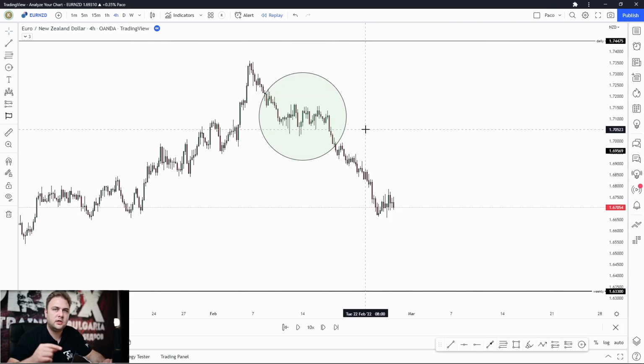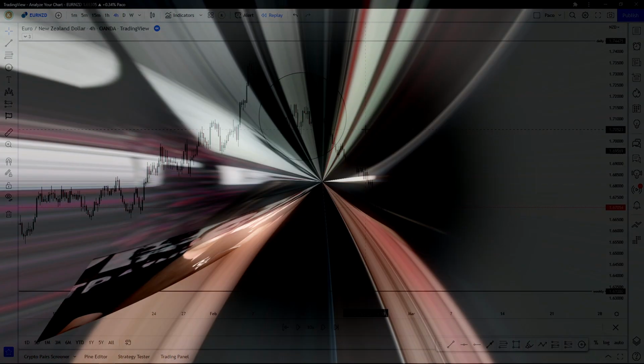Okay, let me show you another example of head and shoulders. Now, this is the opposite of the head and shoulders, and it's the reverse head and shoulders pattern. This is happening on the lows of the price. So let's take a look at how it's created.